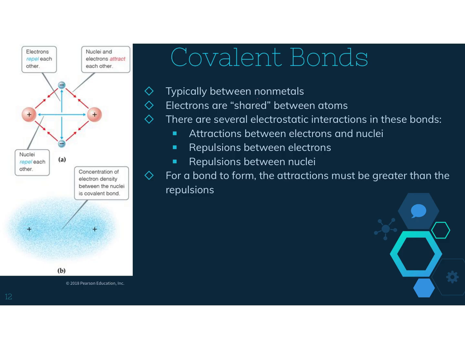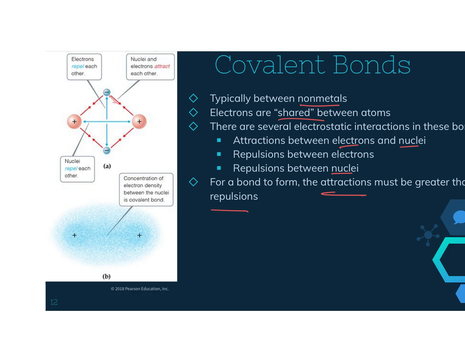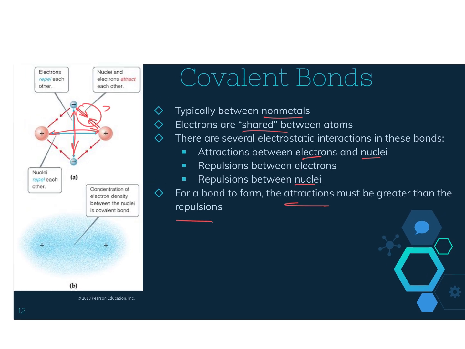Covalent bonds are typically between two nonmetals. In this case, the electrons are shared between the atoms instead of just completely given up. And there's several different electrostatic interactions that can happen. You can have attractions between electrons and nuclei. You can have repulsion between electrons and repulsion between nuclei. In order for a bond to form, the attractions have to be greater than the repulsions. So you can see in this diagram right over here, the negative and the positive will attract each other, but the two nuclei themselves will repel. Same thing with the electrons. You essentially need these attractive forces to be greater than the repulsive forces for these two atoms to actually bond.